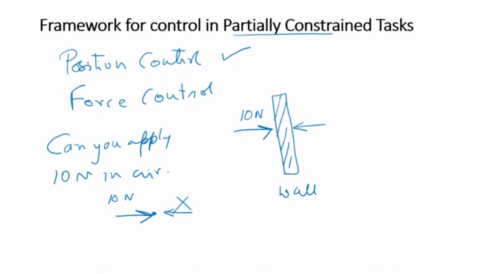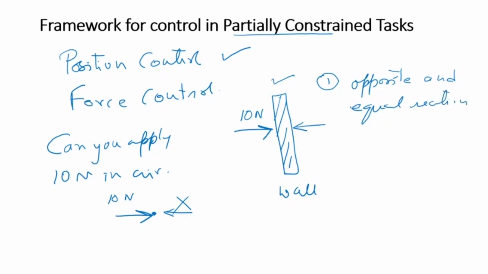Whereas in this particular case, because there was a wall, you could apply a force because there is an equal and opposite reaction. So you can apply a force only if there is an opposite and equal reaction, not otherwise. That's the first point to remember. So this is point number 1: there must be an opposite and equal reaction coming from the surface.